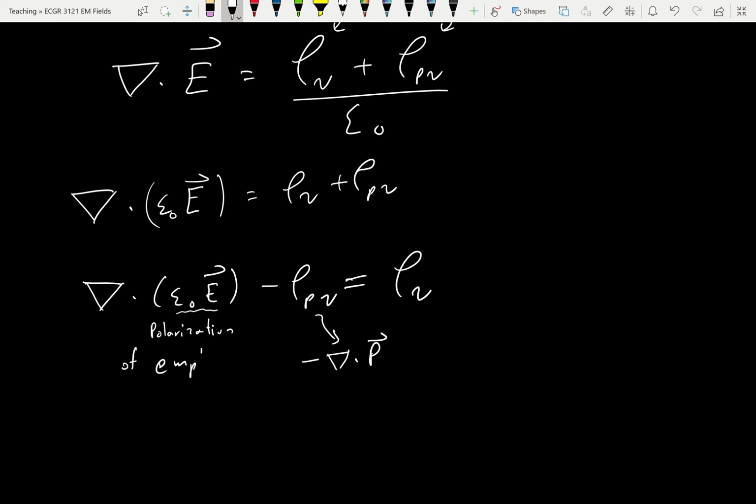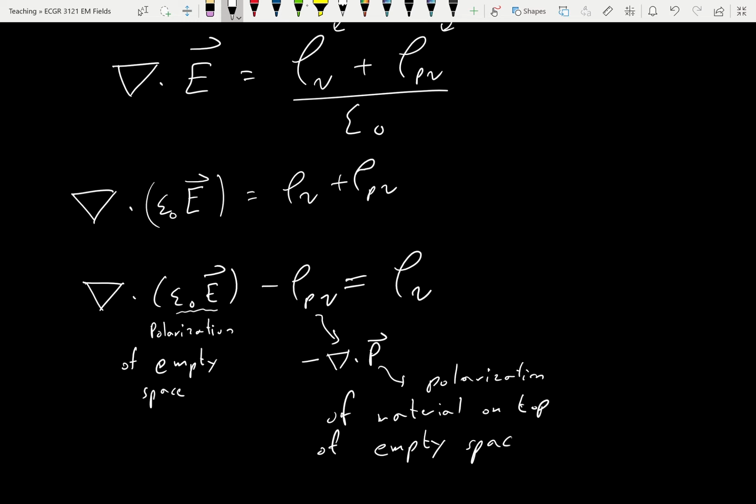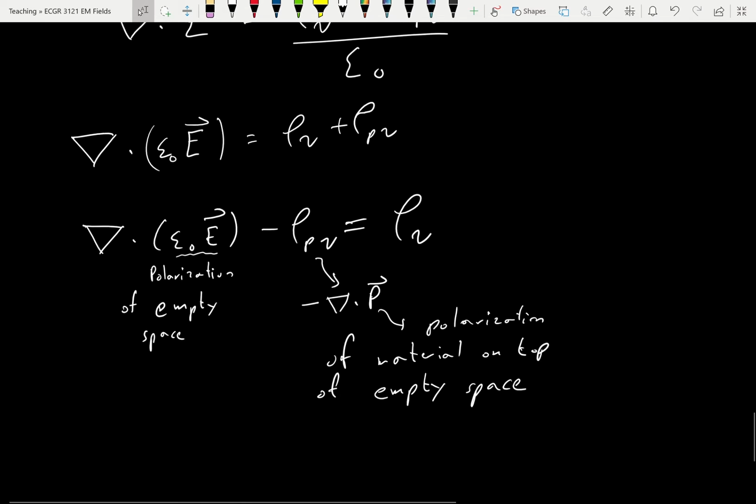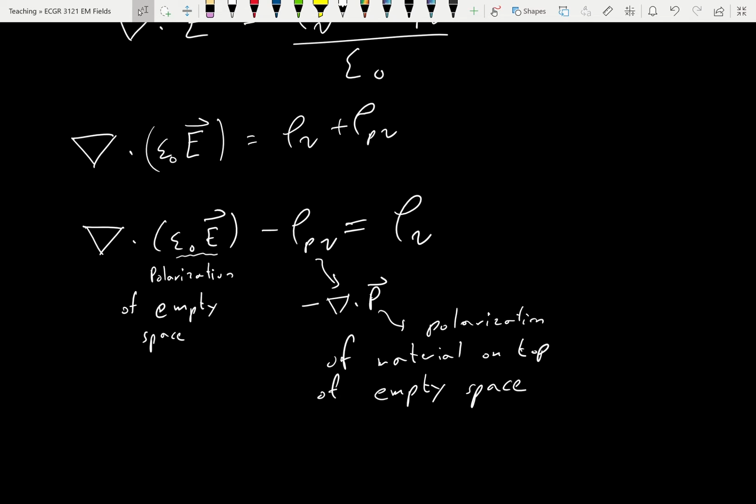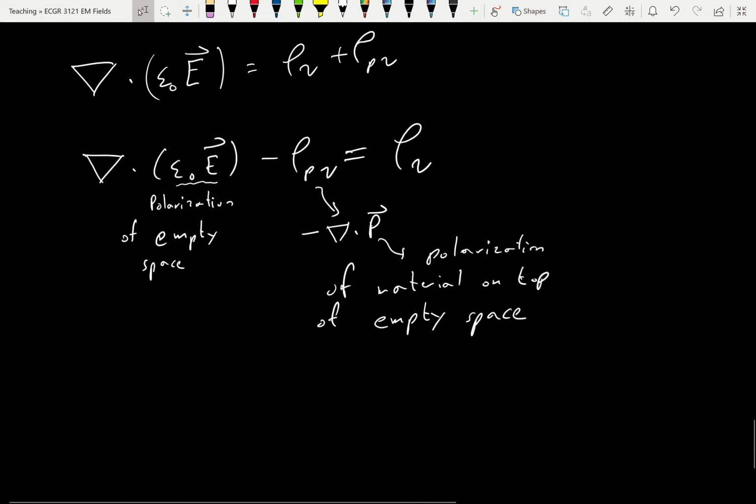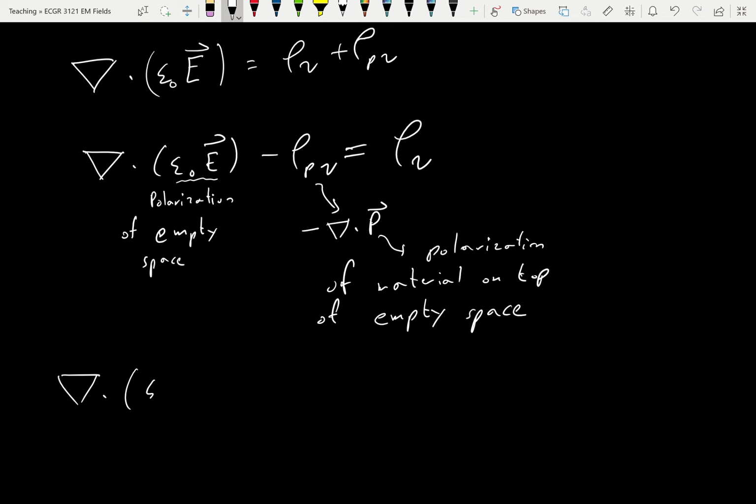This is how you look at it. And this is the polarization of material on top of empty space. Right? So let me plug that in. What do I get? I get divergence of epsilon naught E, minus minus becomes plus, plus divergence of P equals rho V, right?